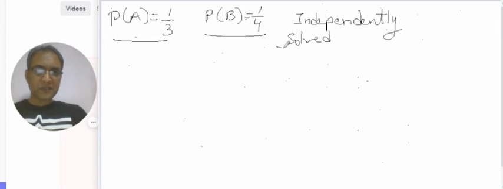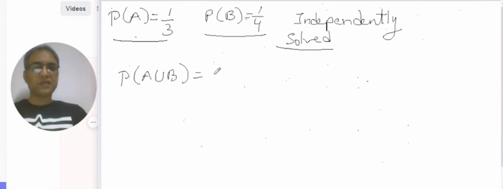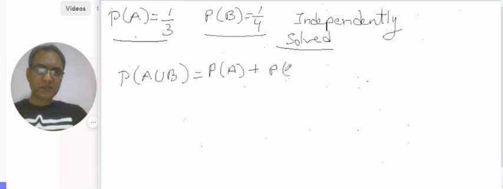Now, students, you see that the problem is solved. That means either A solves the problem or B solves the problem. In both the cases, the problem will be solved. So, we have to find the probability of either A or B solving the problem. A or B means A union B. And the formula of P(A union B) is P(A) plus P(B) minus P(A intersection B).